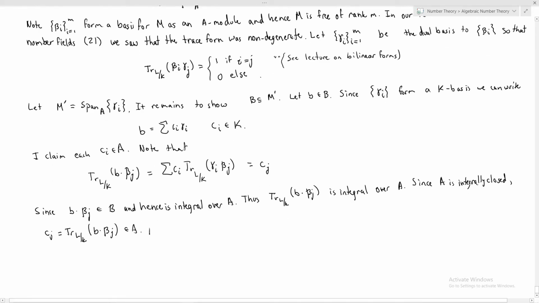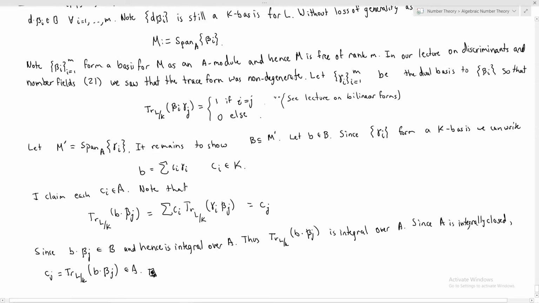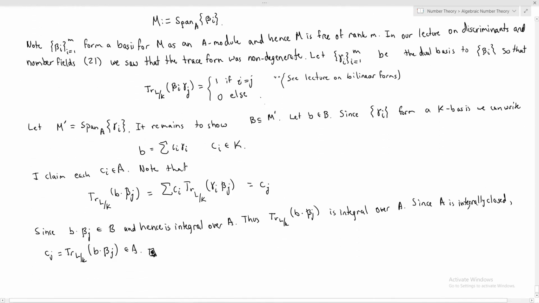Okay, so this finishes the proof. Since we can choose these c sub i's to be in A, every little b in big B is in the A span of these guys, and hence B is contained in M prime. This proves that we can necessarily sandwich B between two free A modules of the same rank.